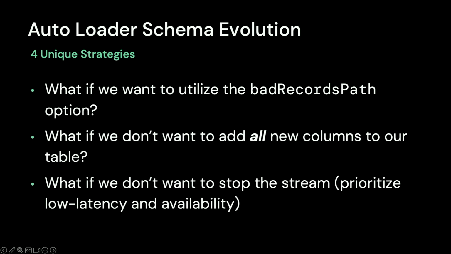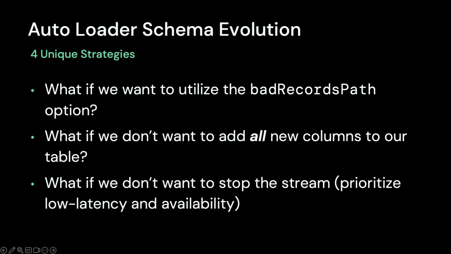Turns out bad records path doesn't play well with some of the autoloader schema evolution strategies. So that immediately eliminated some of the options that I had available to me. And the other thing is, what if we don't want to add all the new columns to our table, right? Like I said, some of these columns are just hot garbage. You put them in there at your own risk. So there are evolution strategies that will just take them. They're basically an extension of the merge schema true philosophy, right? So that's probably not what you want either.